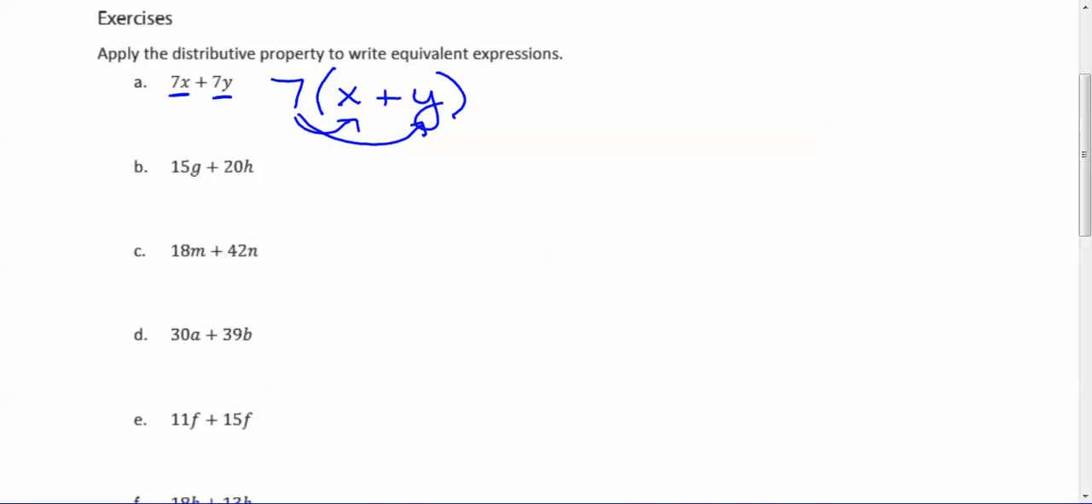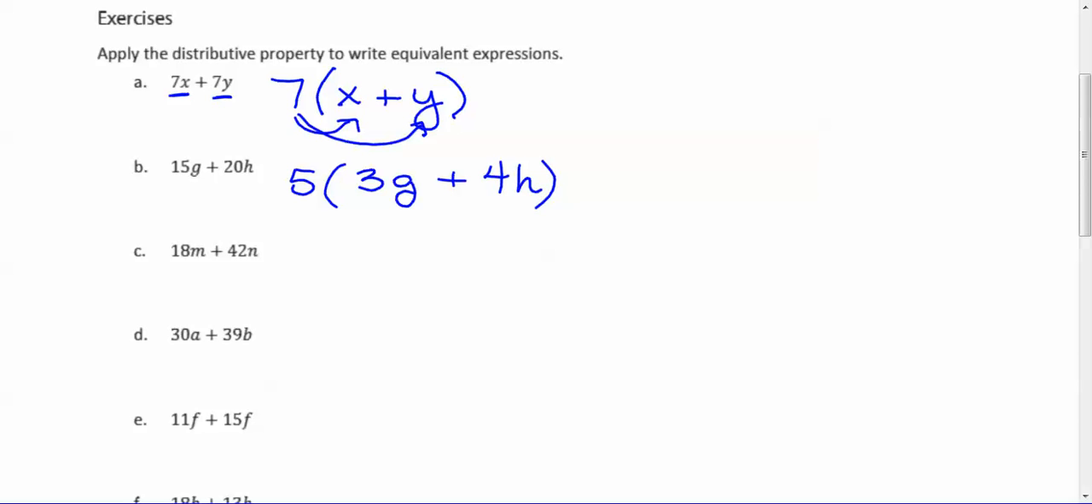The next one, 15g plus 20h. What's the GCF there? Everyone? 5. So 5 times what gives us 15? 3. But we also need to multiply by the variable g, right? So it'd be 3g. Because if we had 5 groups of 3g, that would add up to 15 g's. Plus 5 times what gives us 20? 4. And then we also multiply by h, all right?